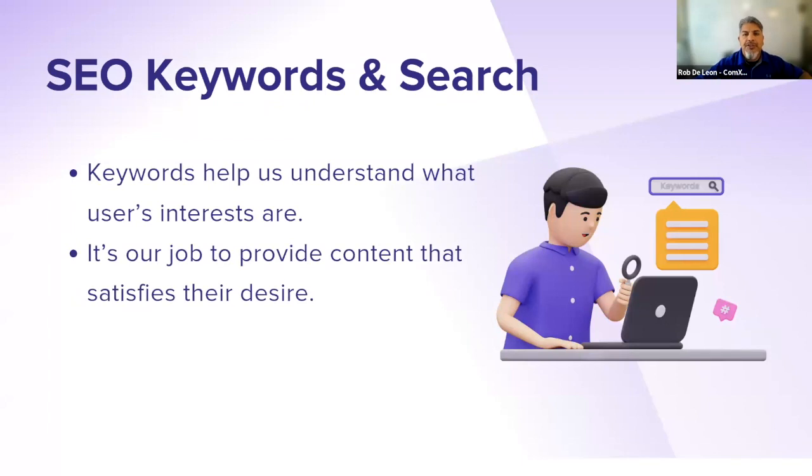So keywords help us understand what the user's interests are, right? Because of how they're searching, what they're typing in, even the geolocation, everything about it. It's our job to provide the content that satisfies their desire. So Google's job is to provide the most relevant and the best, most trusted content as a result of the search that's being done. That's Google's job. So our job is to provide that content. We need to know what our user's intent is so we can provide the best content that's going to satisfy what they're looking for.